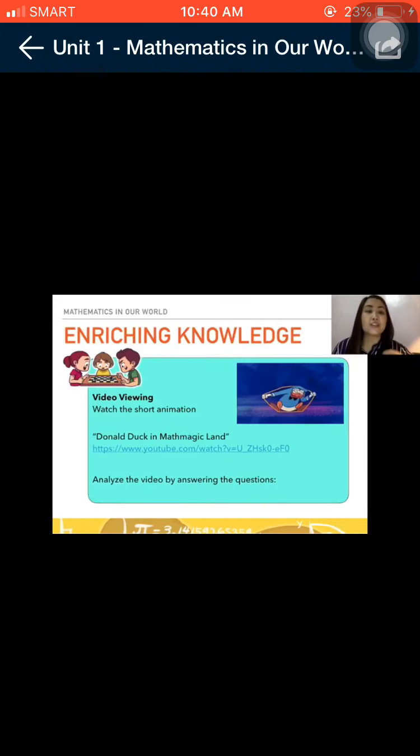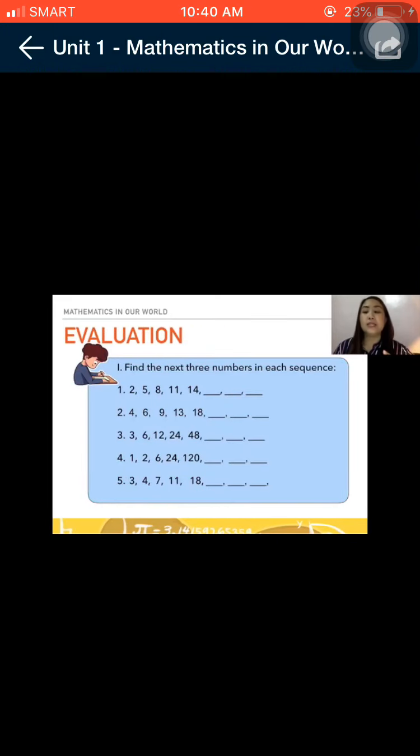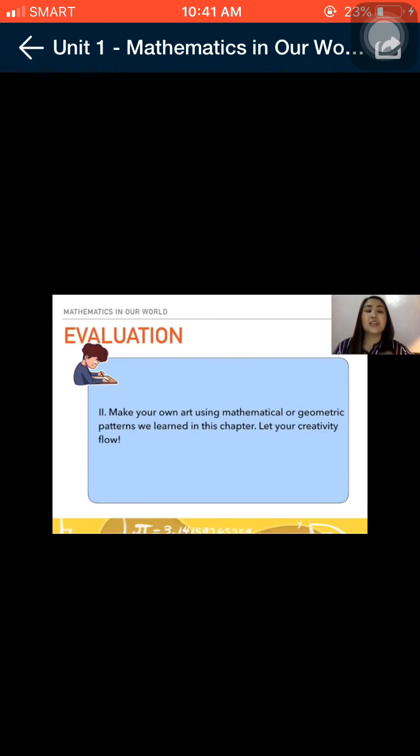These are our activities for this chapter. You'll have a video viewing of the short animation Donald Duck in Math Magic Land, and you have to answer the questions in your module. Okay, so this will be a homework for you. This activity will be an evaluation of your knowledge. Okay? It's about sequences. This one is making your own art using geometric patterns, specifically tessellations.